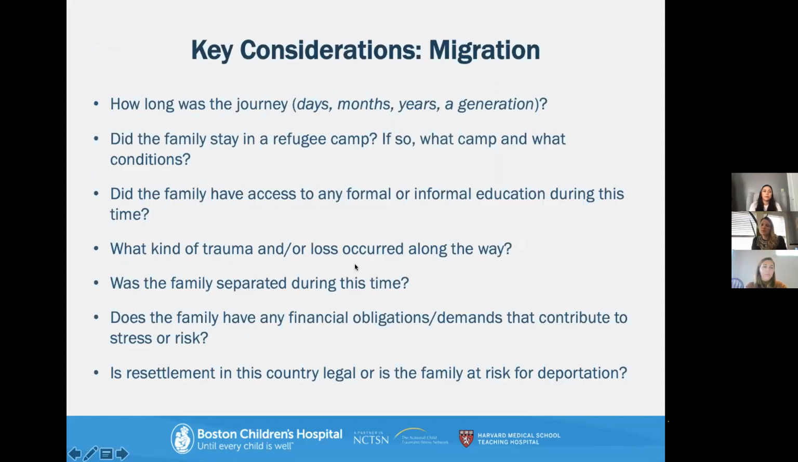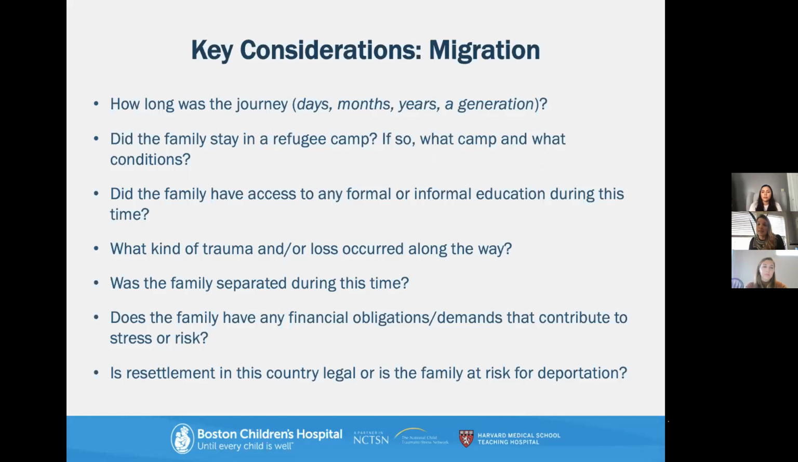So here, similar to pre-migration, it's really important as providers for us to consider how long the journey was for the individual: days, months, years, or generations. I remember working with Burmese refugees where the children grew up in Thailand in camps and didn't speak the same language as their parents. That has huge implications for us as providers and for life for them once they arrive.